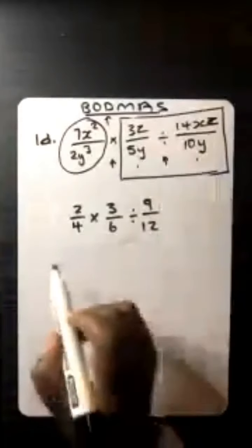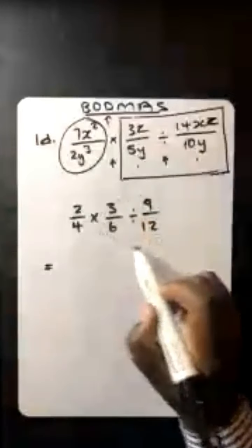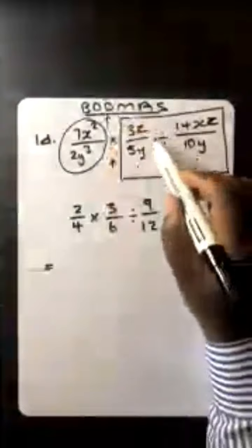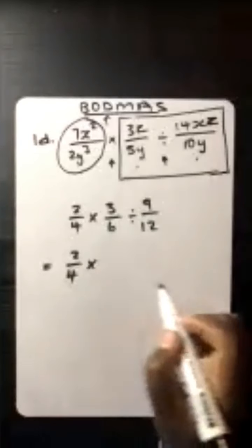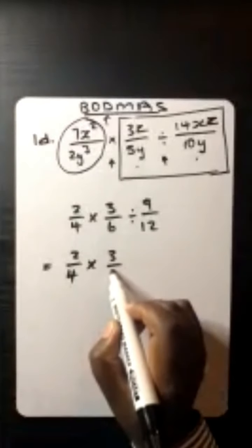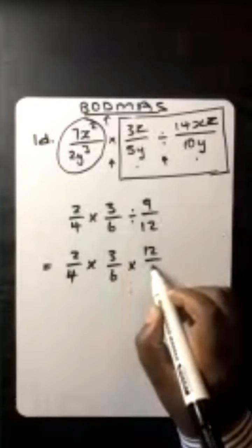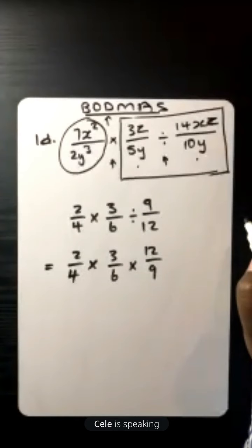According to what I'm saying, firstly work out that part, because you need to sort out that division sign first, which means you might have 2 over 4 multiplied by 3 over 6 multiplied by, then I swap, 12 over 9. Is that true, guys? Are you aware of that? Yes, sir. At school they taught us that way.